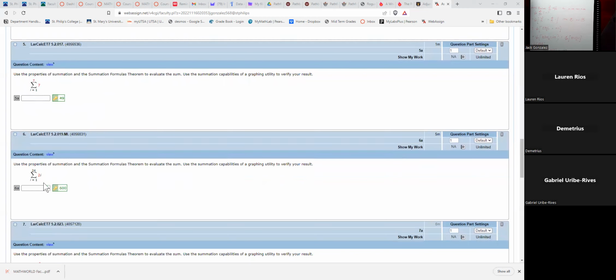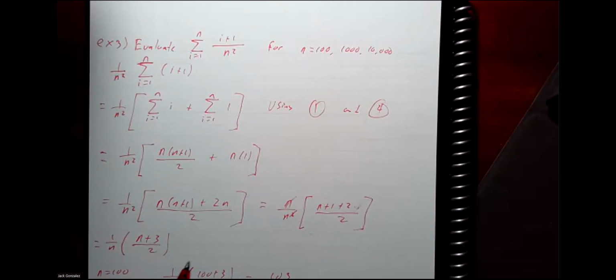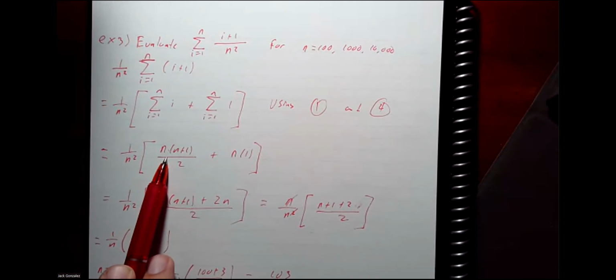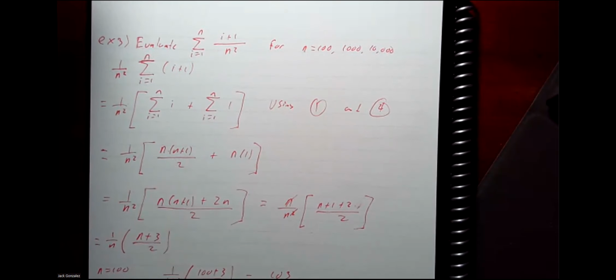Here, use the formula again. So you're going to use this one here. n times n plus 1 over 2. Just let n be 24, and you'll be good. That makes sense?